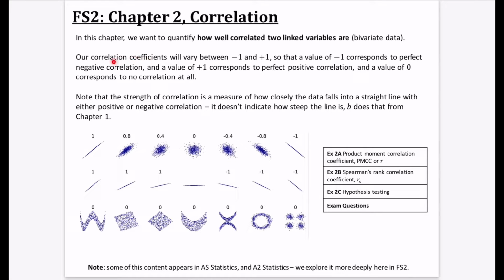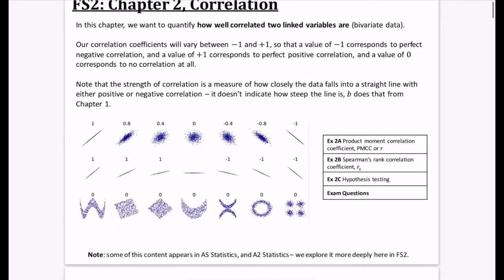And our correlation coefficient, the thing that is going to measure how well correlated something is, is going to vary between -1 and +1, so that a value of -1 corresponds to perfect negative correlation, and obviously a +1 corresponds to perfect positive correlation. And a value of 0 corresponds to no correlation at all. And we're talking most of this time about linear correlation, and we'll have a look at something called Spearman's rank, which allows us to look at other kinds of things as well.